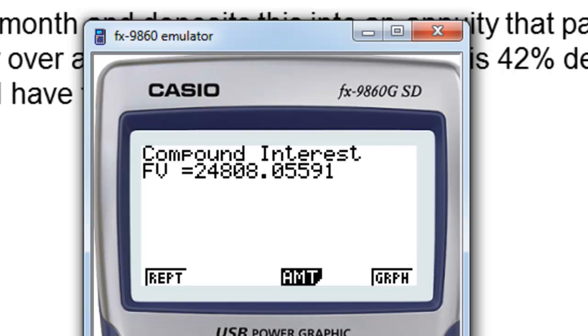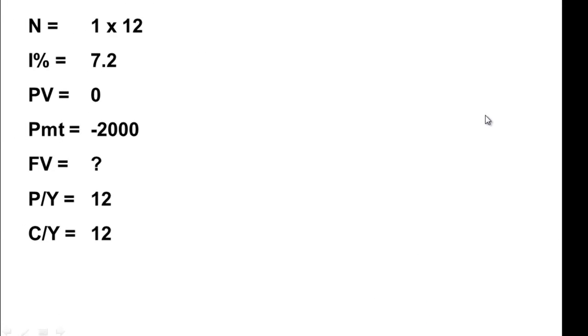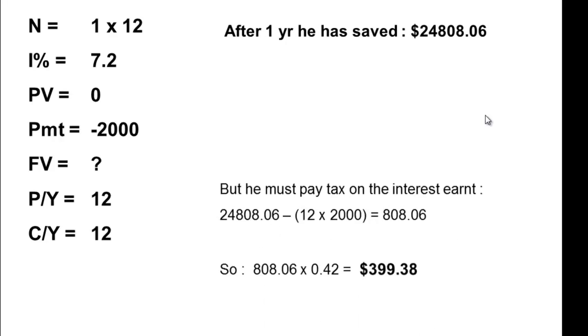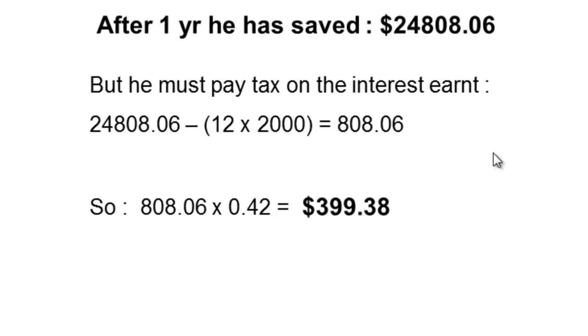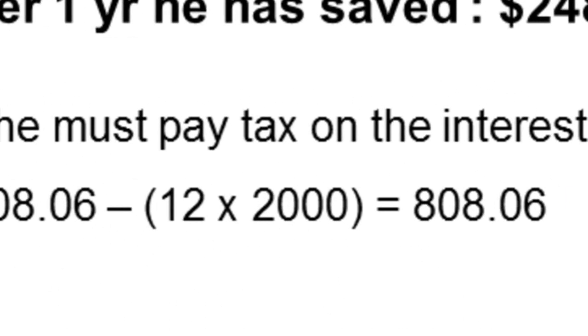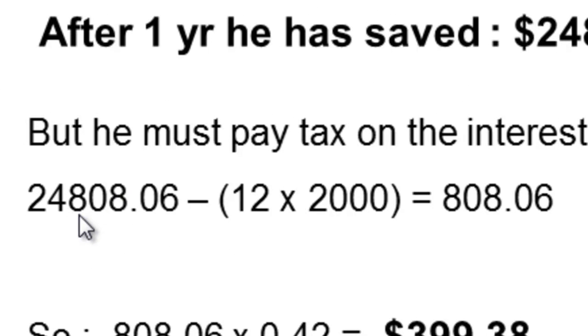So that's how much money it is worth after the time. Now we want to work out how much we have actually earned in interest. We know how much is in the account, which is about $24,000, so we need to find out how much of that is interest. The easiest way is to say that over that whole year, we put in $2,000 every month, so it's 12 lots of 2,000. If we take that away from what we actually got at the end of the year, we end up with the interest. So we ended up with $808 in interest.